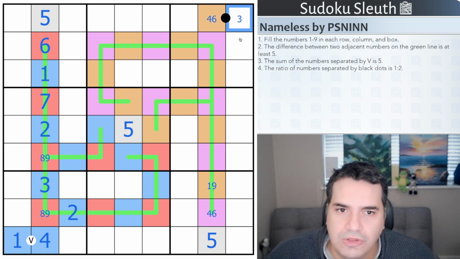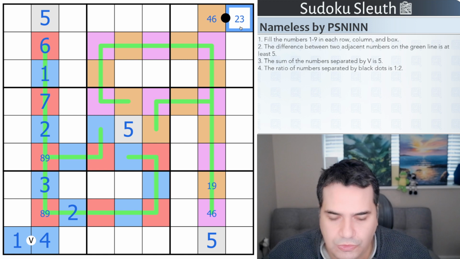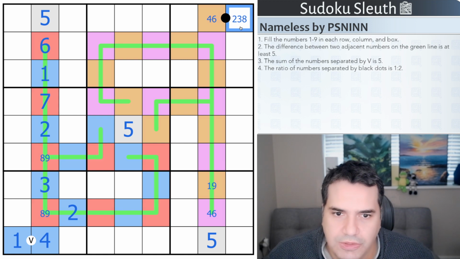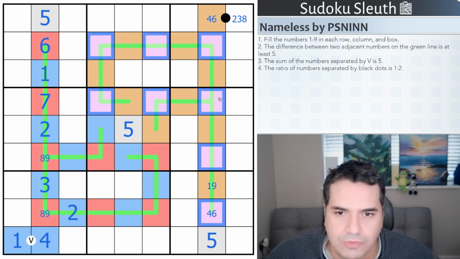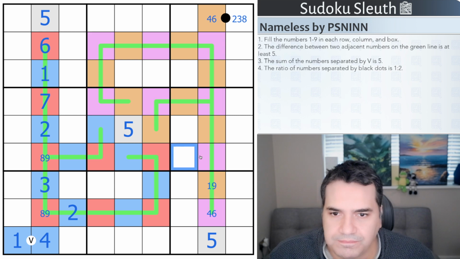That's the only place for 4 or 6. If it's a 6, that would be 3. If it's a 4, that would be 2 or 8. We'll figure that out in a moment. Unfortunately, that's not quite enough for me to figure out. It's not enough to determine which one is blue and which one is red.